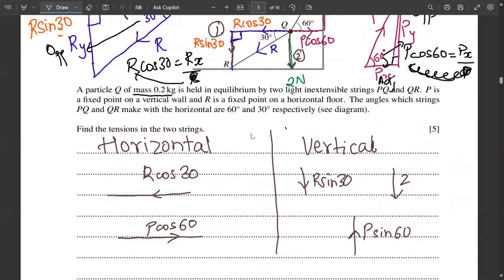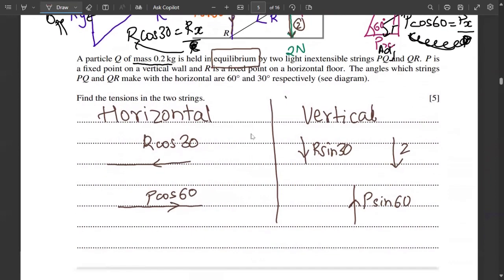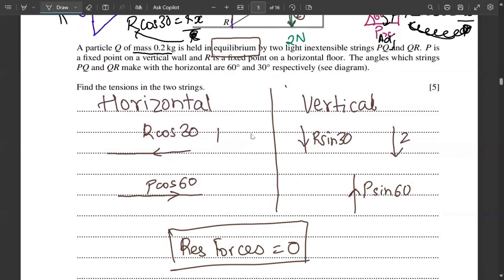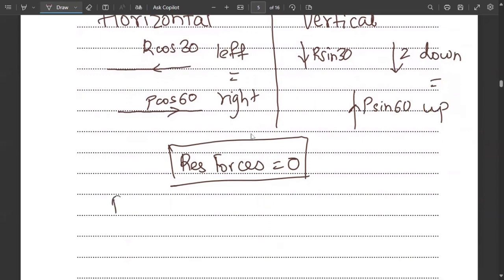Now that we know that the system is in equilibrium, that means the resultant forces are zero. And if the resultant forces are zero, the force on the left should equal the force on the right, and the force downwards will equal the force upwards. So now let's make equations according to this. R cos 30 will be equal to P cos 60, my bad. This is the first equation that we got from here.